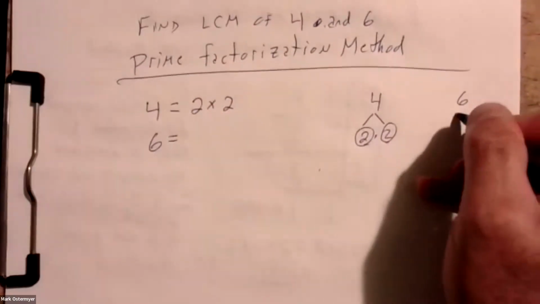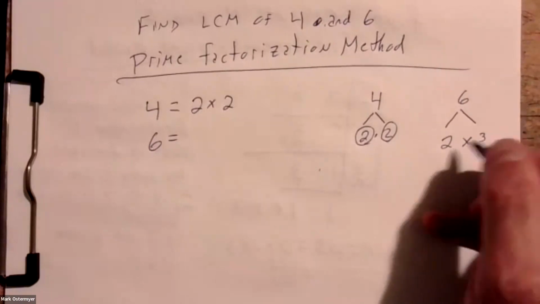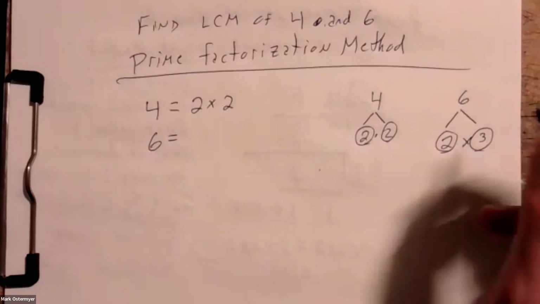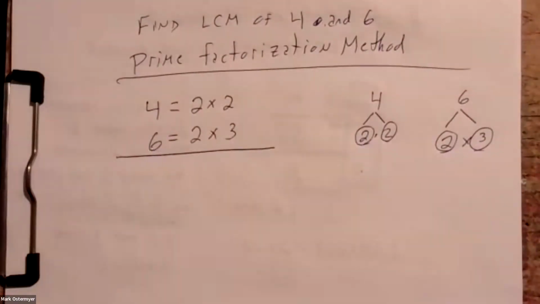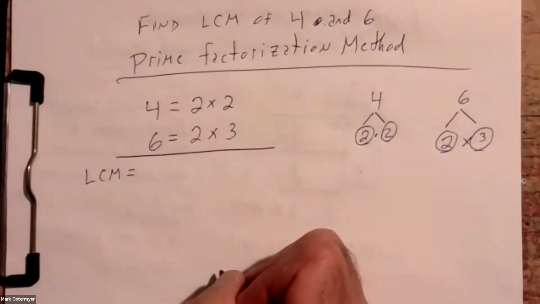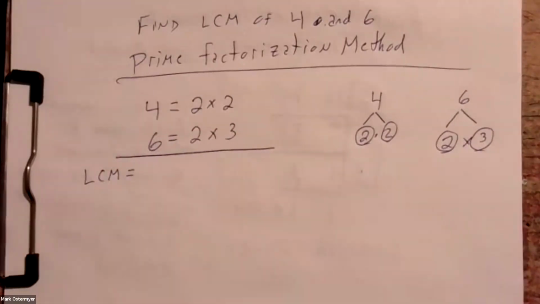What's the prime factorization of 6? 2 times 3, both of which are what? Prime. That's the end of that prime factorization tree. 2 times 3 is the prime factorization of 6. Now, ladies and gentlemen, we can put together the least common multiple of these 2 numbers. To do so, we must always choose the greatest number of factors between both factorizations.